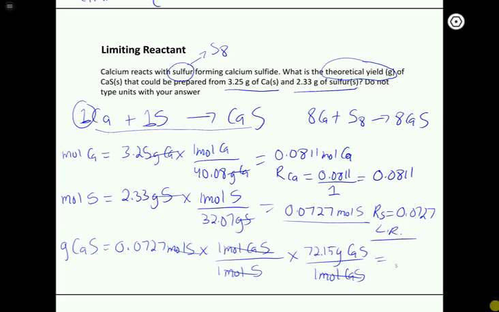And we get 5.24 grams. And again, because this was a type of question where you have to type in our answer, we just put the number, no units at all. Alright, so this was a mass-to-mass stoichiometry problem.